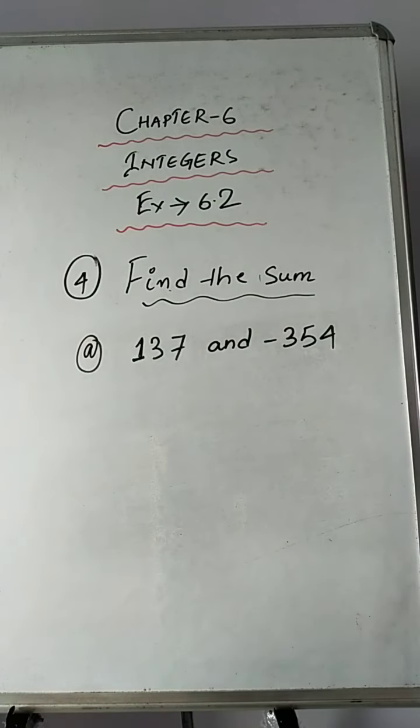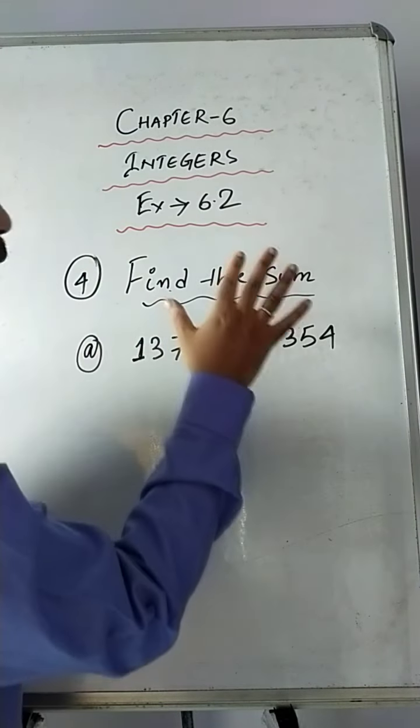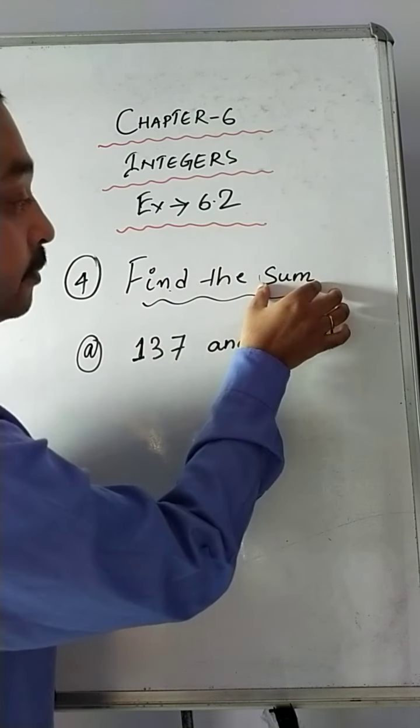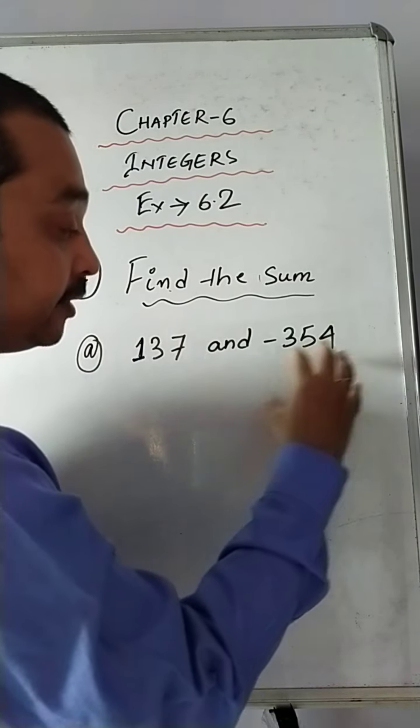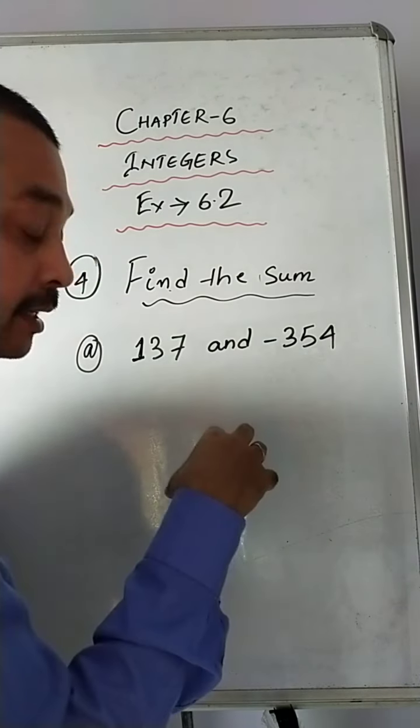So students, now in this session I will explain sum number 4 and 5 of exercise 6.2 chapter integers. Now sum number A of question number 4. What we have to do in question number 4 is find the sum. So what is the sum? After adding, the result that we get is called a sum. So to get a sum we have to add, isn't it?